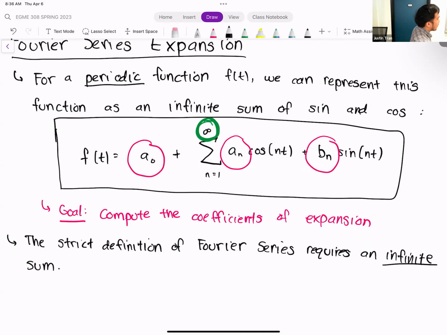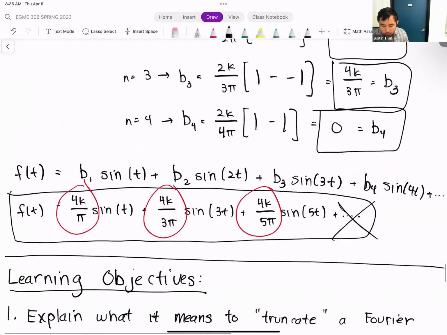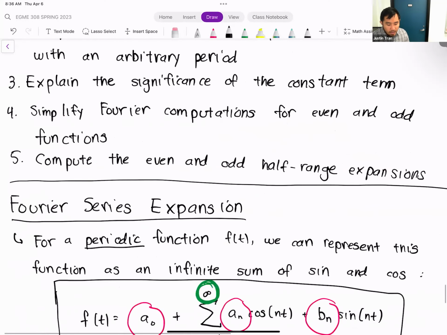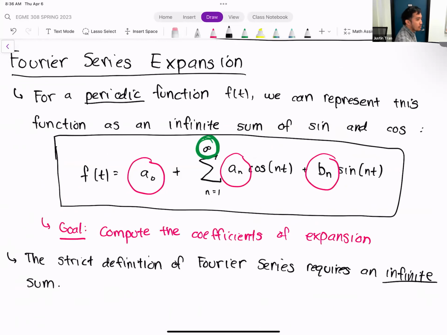But in reality, an infinite summation is not really practical, and we saw that in our example last time, right? So even though we did all that work to compute the coefficients, we only really had the energy or the effort to write down three of the coefficients, right? And so practically speaking, you're not going to be writing down an infinite number of coefficients. That's really not practical. Okay.